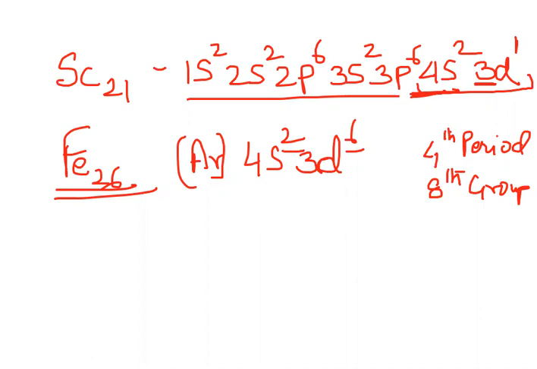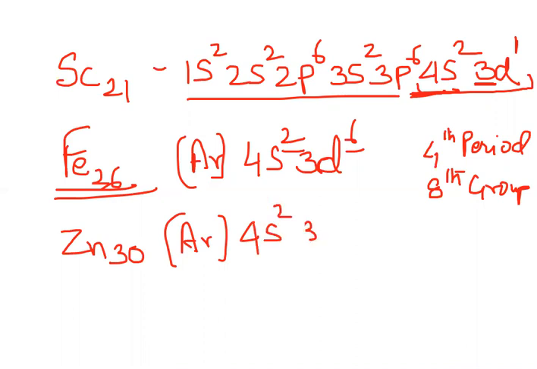Yes, in the last class we were doing atomic number 29, or zinc is 30, let us say. So in this case also it's going to be argon. Then you have 4s2, all right, and 3d10.